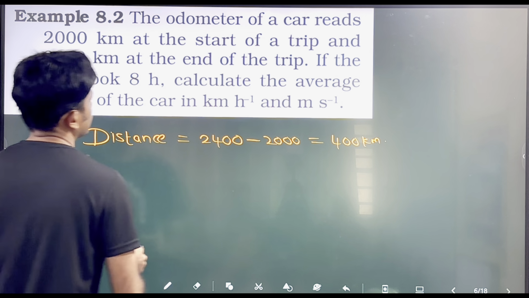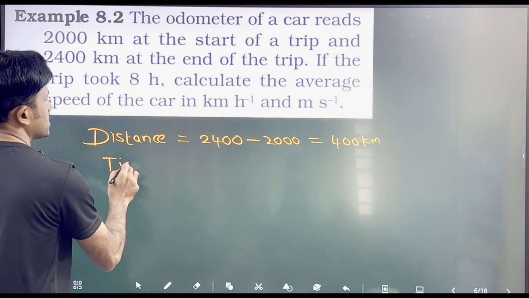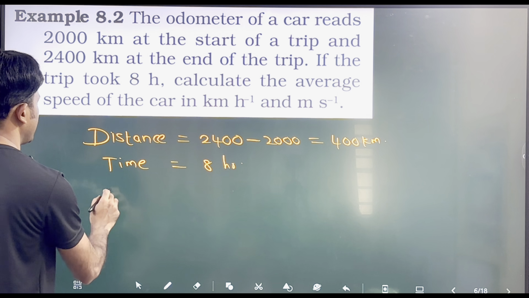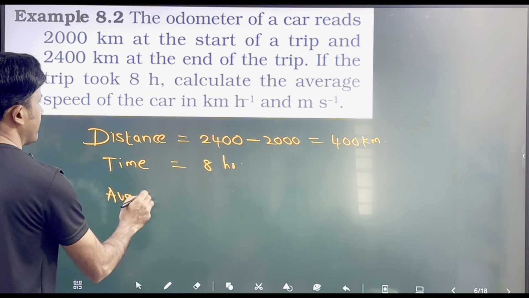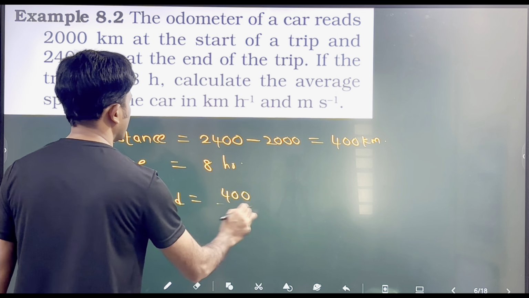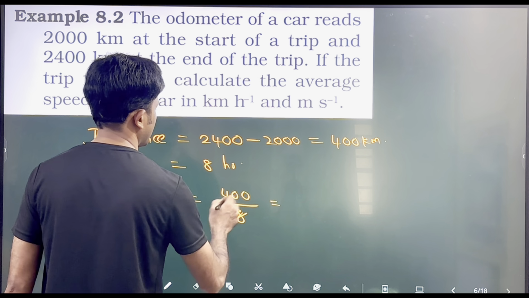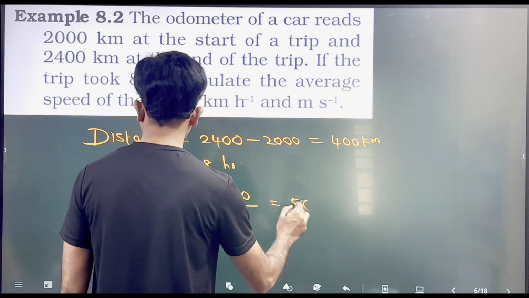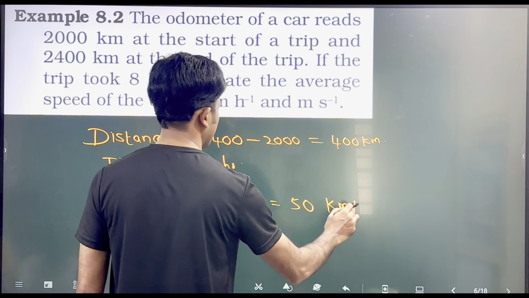Then time taken for this journey is how much? Time taken for this journey is 8 hours. Then you use the average speed formula. Average speed equals total distance traveled, 400, divided by total time, 8. How much is it? 8 fives are 40 and 50. So this indicates 50 kilometer per hour.